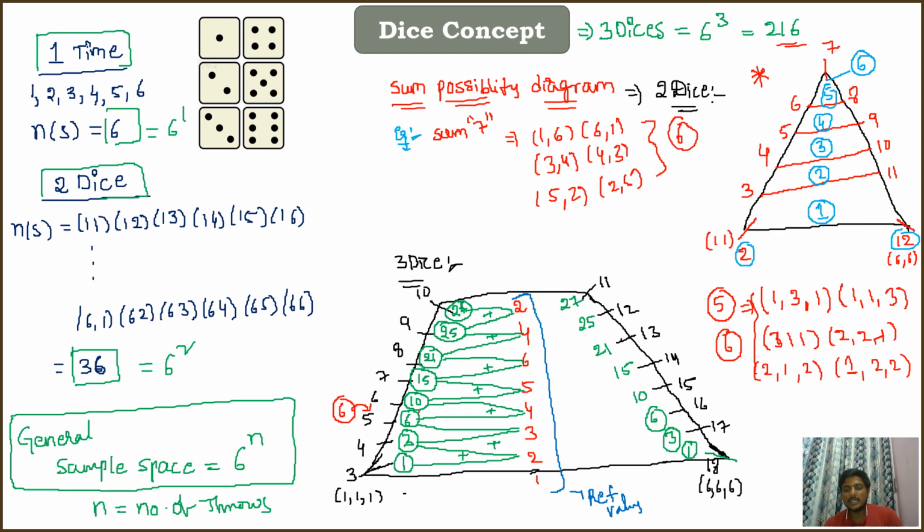I hope it is clear. This is how you have to keep in mind. These are the two sum possibility diagrams which you have to keep in mind to get problems solved in a quicker manner. I hope it is clear. Next one. Thank you, everybody.